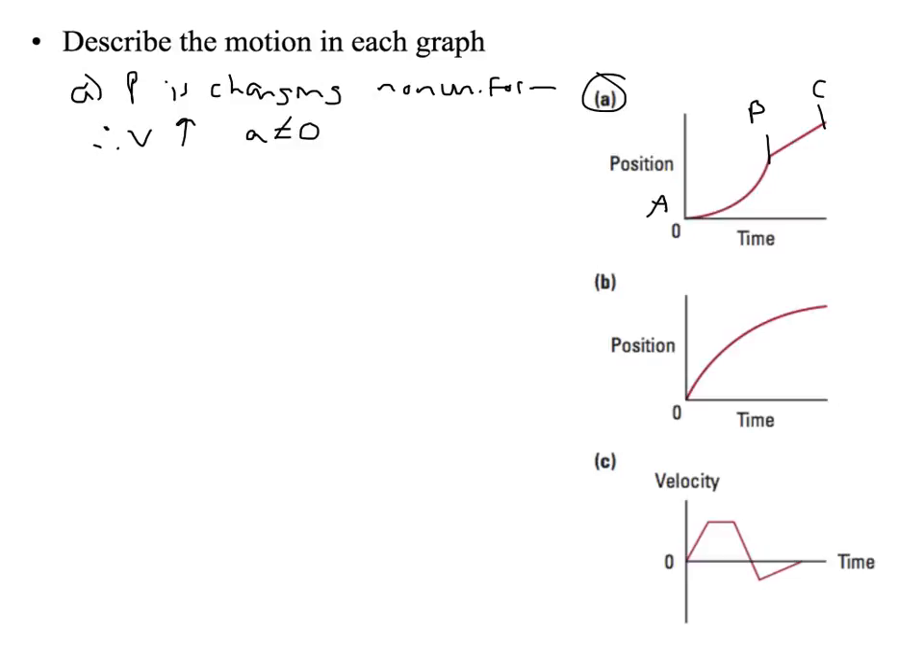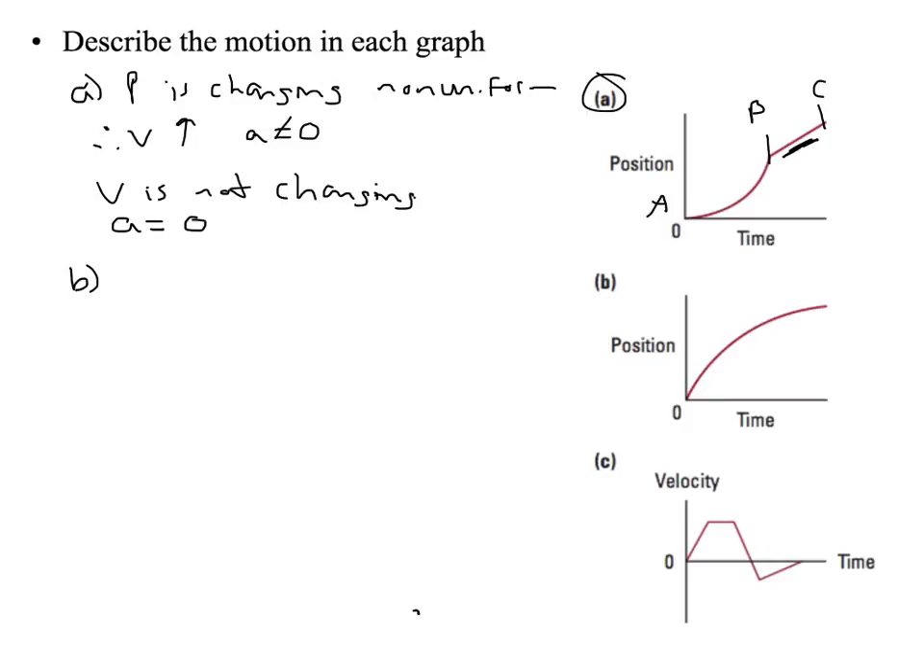Between B and C, in this part right here, position is changing at a constant rate, meaning that v is not changing. And since v is not changing, we would say that the acceleration is 0. It's going at a constant speed.